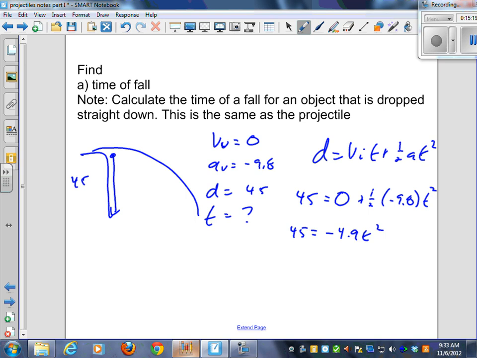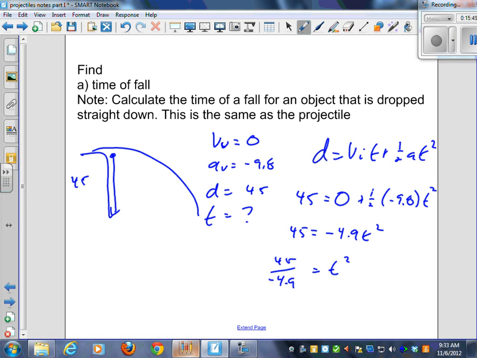And has anyone realized that I may have a problem? Like with the equation, I mean. You like that one, Calvin? I was waiting to see if anyone was going to. So I've got 45 over minus 4.9, and now I've got a problem because my left side is negative, and I've got t squared, and I can't take the square root of a negative.